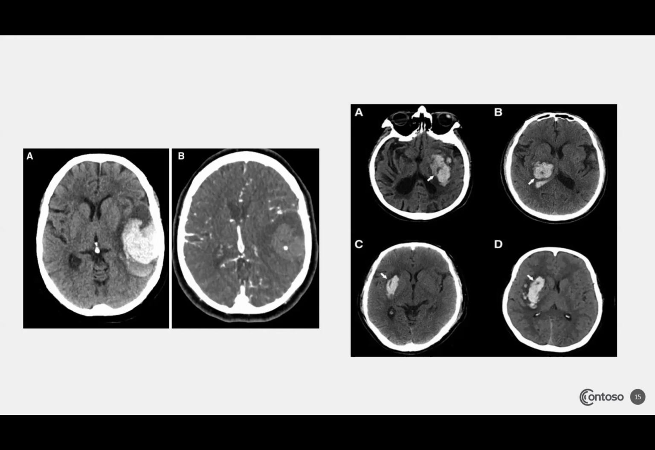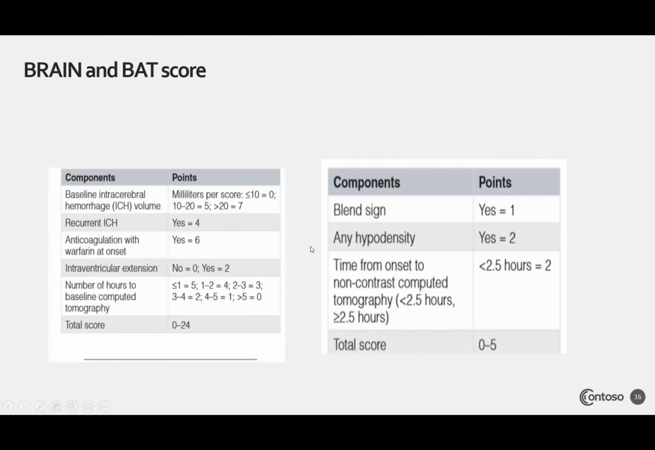You have to put it together and you can give the clear answer: where should you admit your patient? From the expansion of the hematoma, we have scores. If they are here, these patients are at higher risk of expansion of the hematoma, like baseline intracerebral hemorrhage. If it is more than 20 ml, they will have expansion of the hematoma.